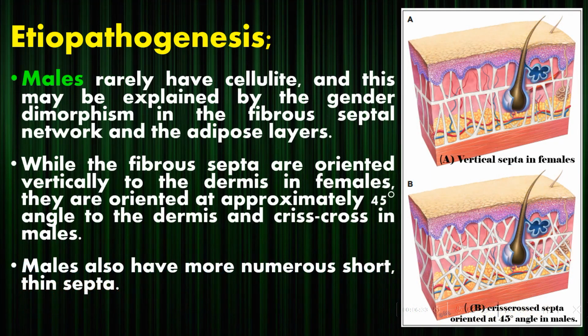Males rarely have cellulite, and this may be explained by the gender dimorphism in the fibrous septal network and the adipose layers. While the fibrous septa are oriented vertically to the dermis in females, they are oriented at approximately a 45 degree angle to the dermis and crisscross in males. Males also have more numerous short, thin septa.